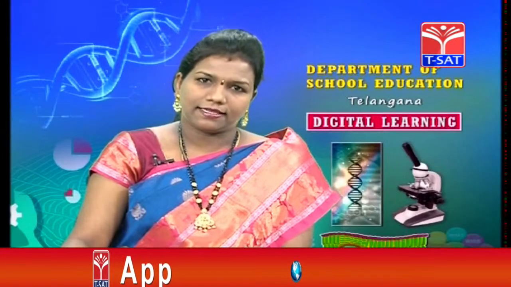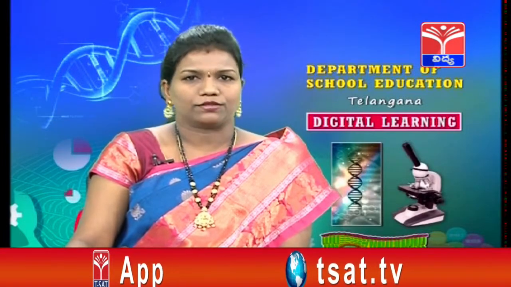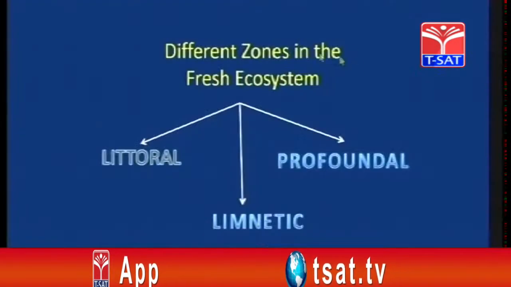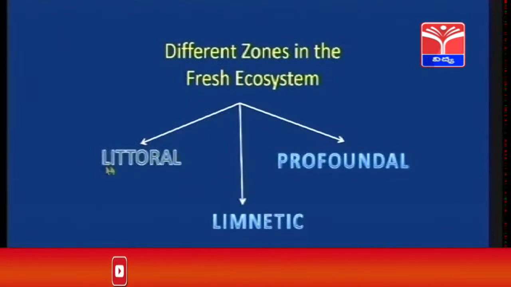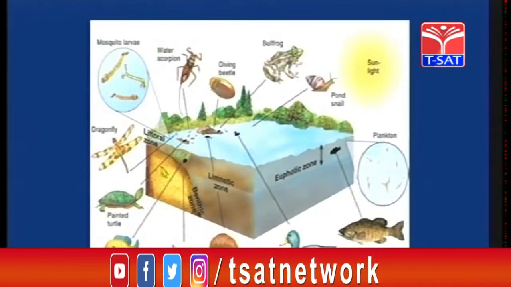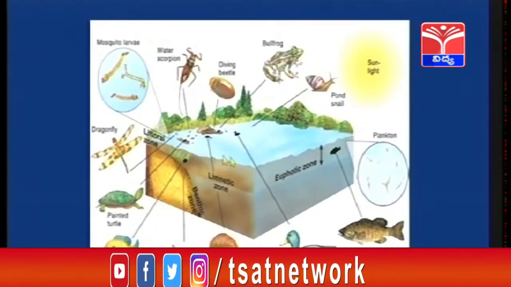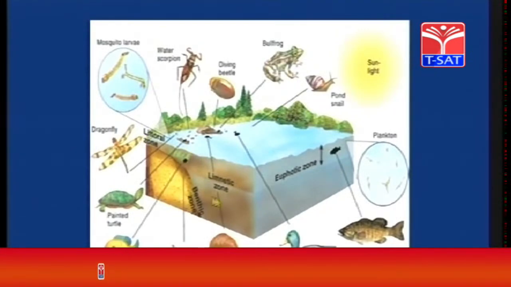So let's see more about the freshwater ecosystem. The different zones in the freshwater ecosystem are the littoral, limnetic and profundal. So these are the three zones, children. This is the littoral zone, the uppermost zone. Then the second zone, the limnetic zone.